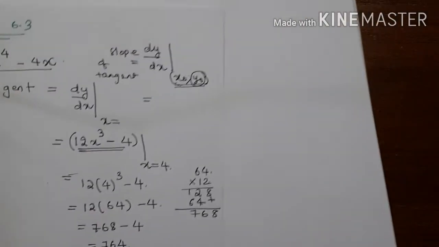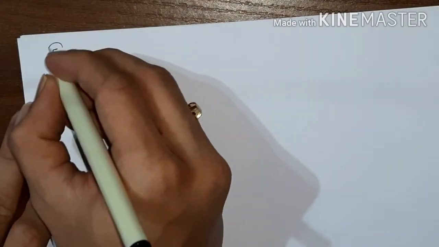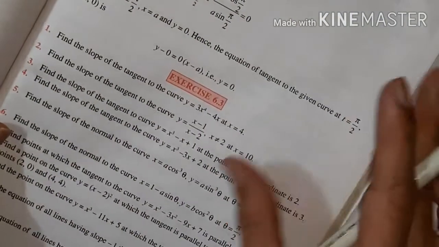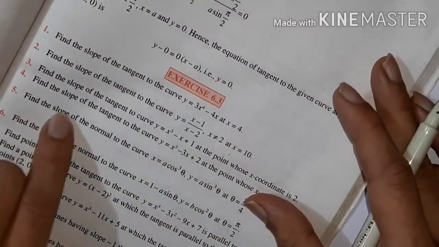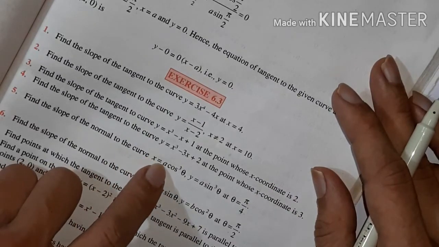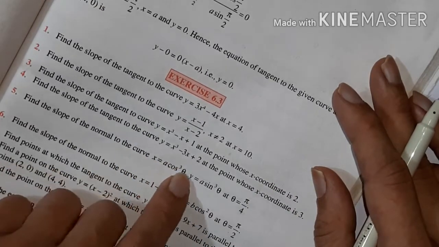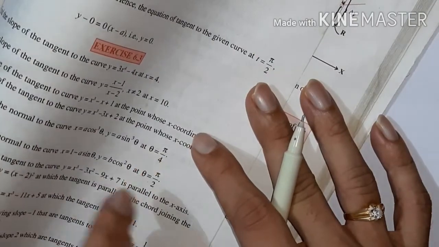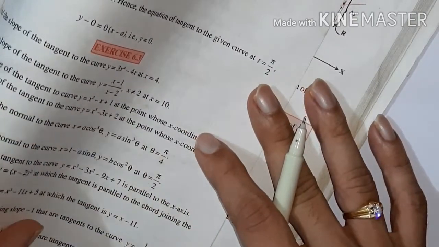Now let us go to the fifth problem. The fifth problem is: find the slope of the normal to the curve x equal to a cos cube theta and y equal to a sin cube theta at theta equal to pi by 4.